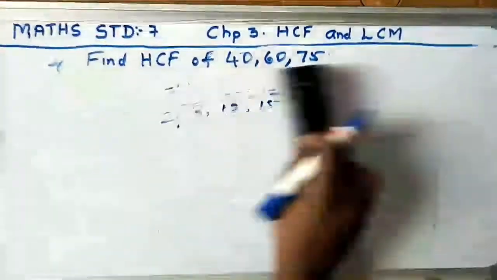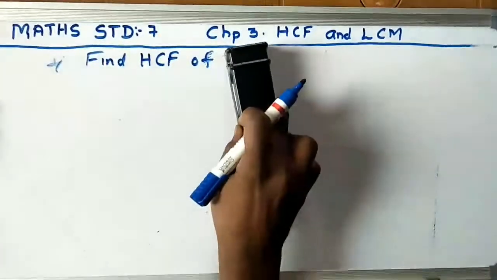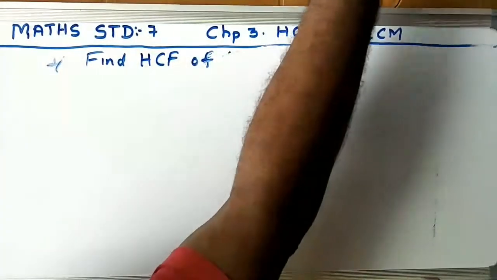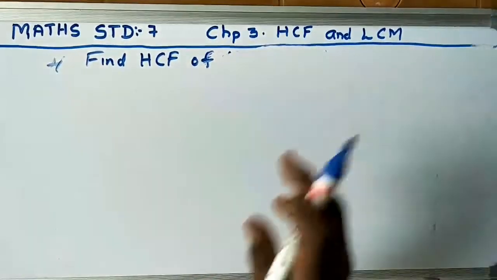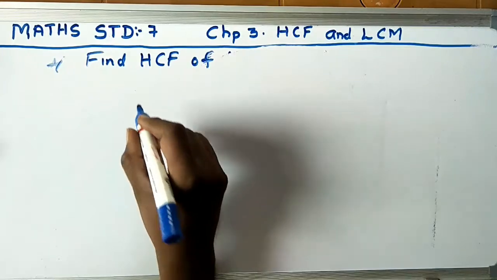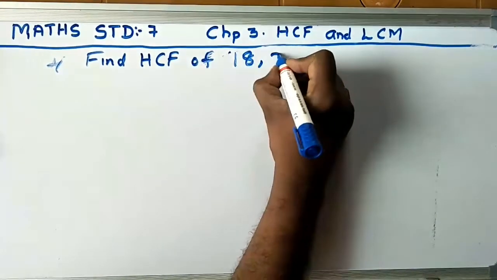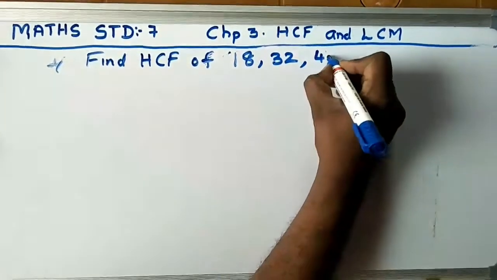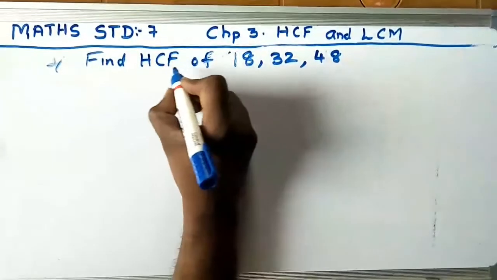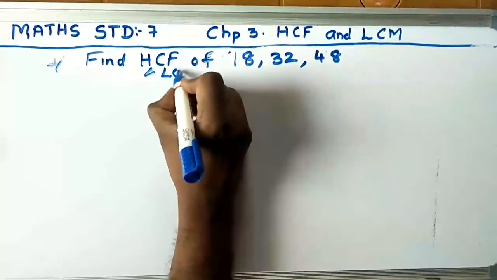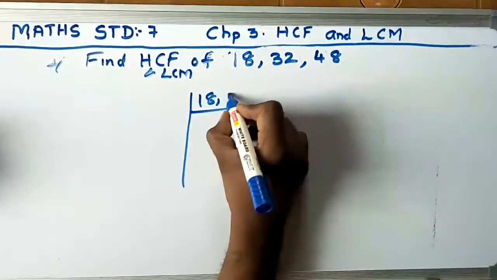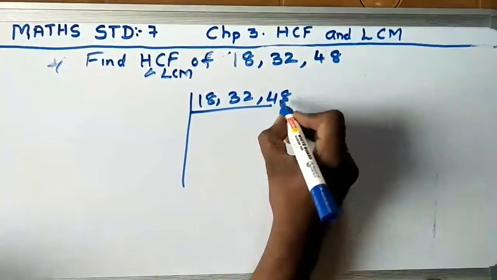For more practice, let us do some more sums. Let me do one more sum: 18, 32 and 48. Find HCF and LCM.